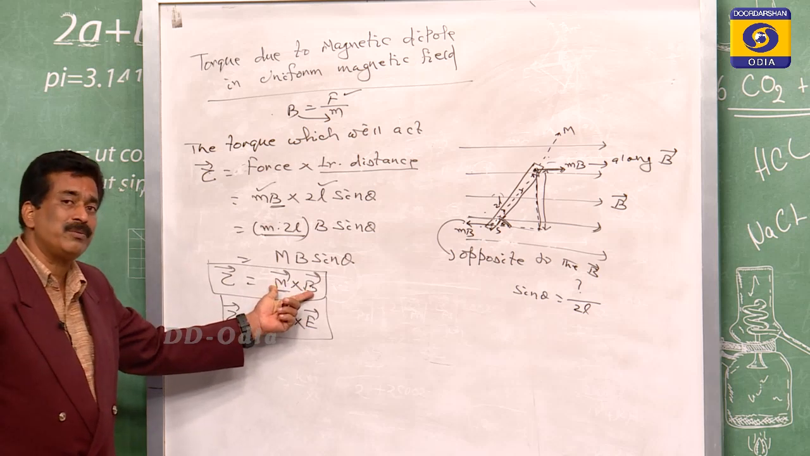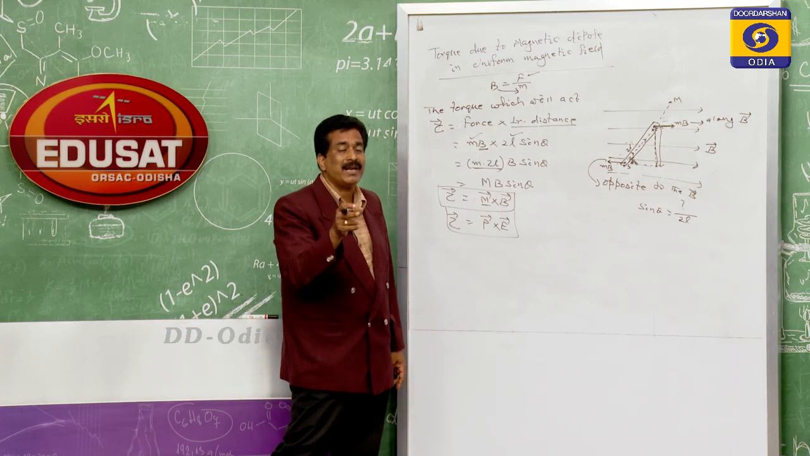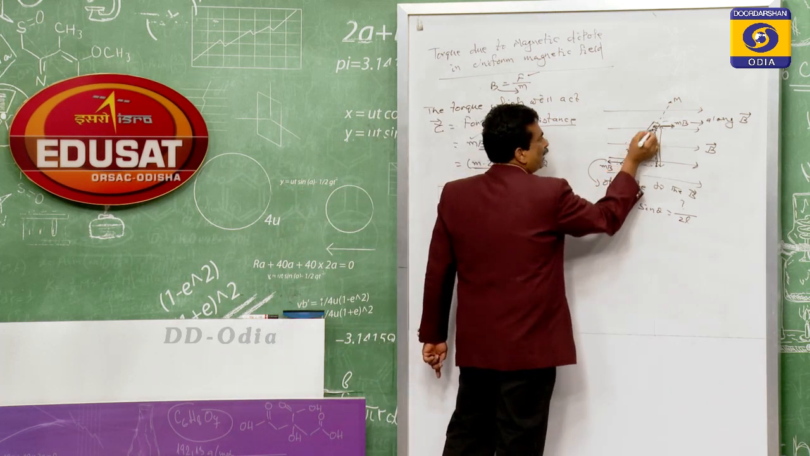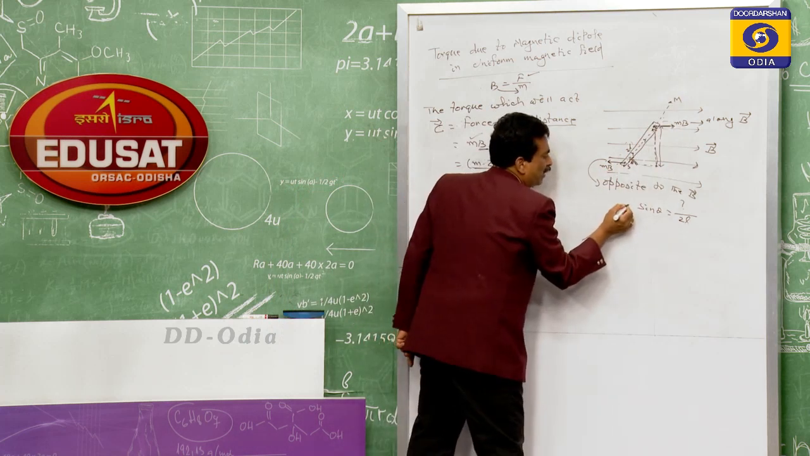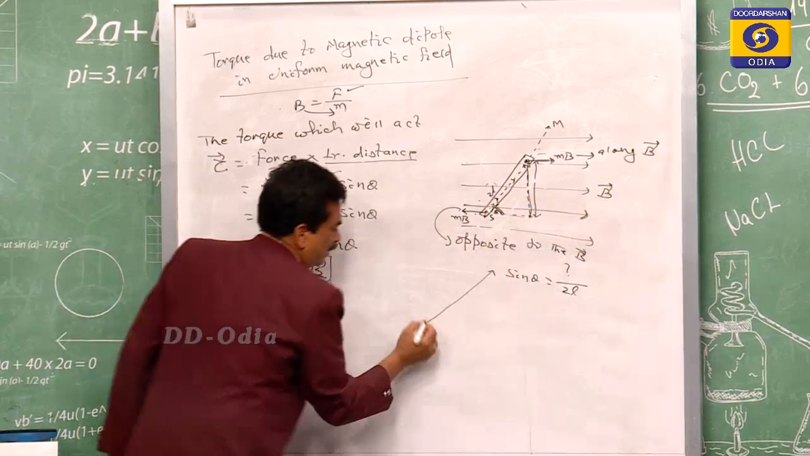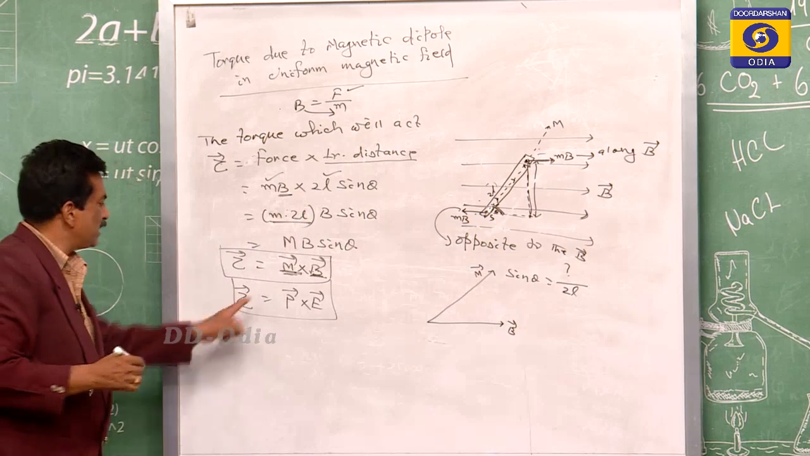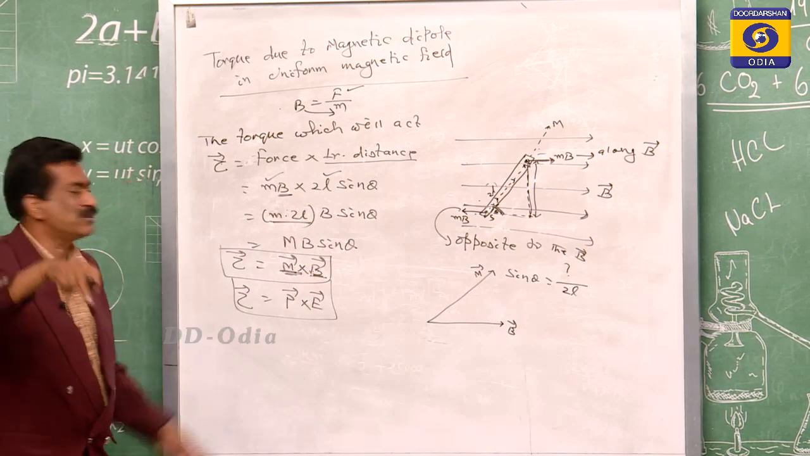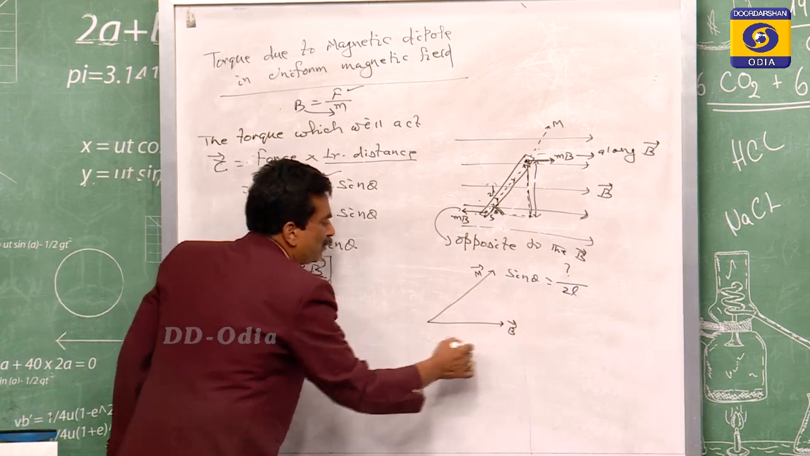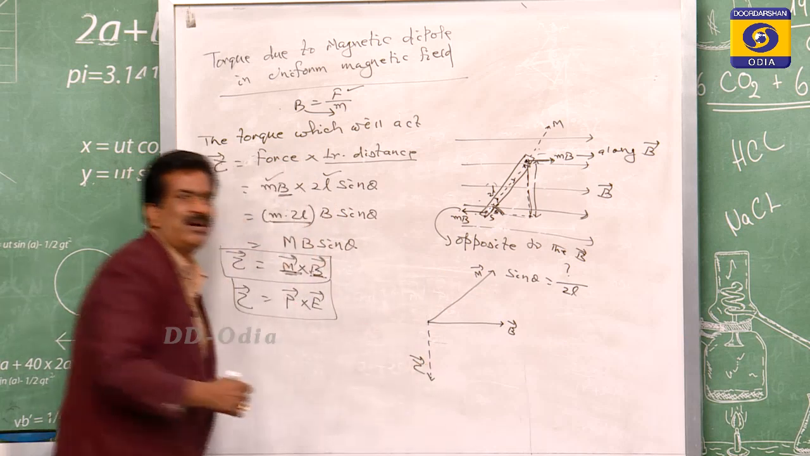Though this is the cross product of two vectors, it must have a direction. And what will the direction be? It is perpendicular to the plane containing those two vectors, the m vector and the B vector. You see, the m vector is in this direction, and the B vector is in this direction. This is the m cross B, from m towards B, so it is perpendicular to the plane containing them. So this is the tau vector.